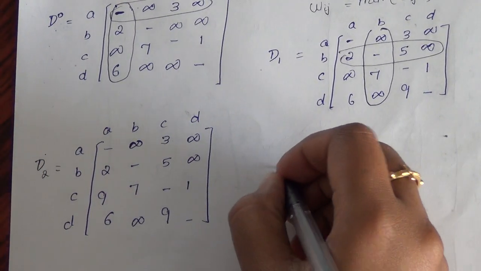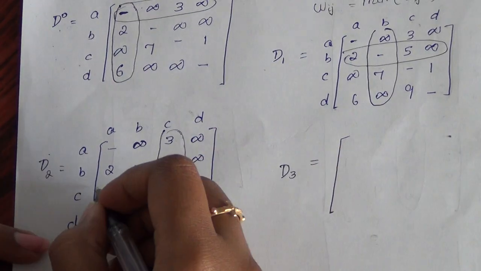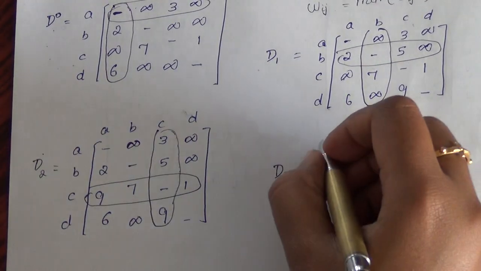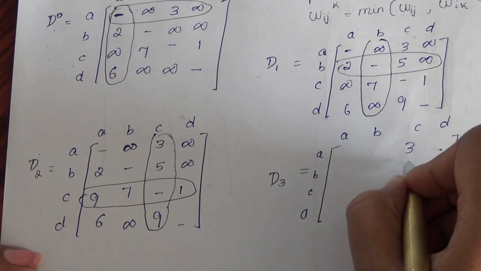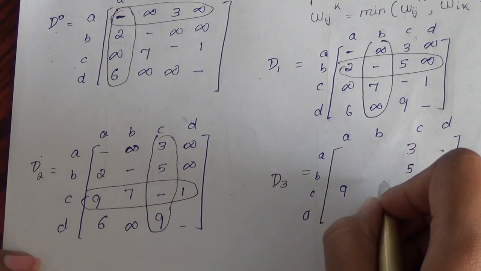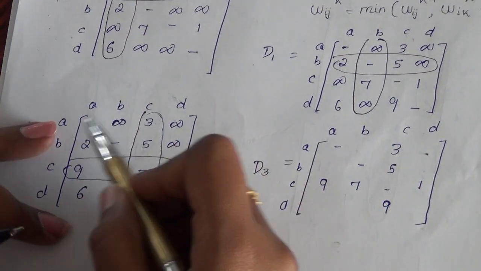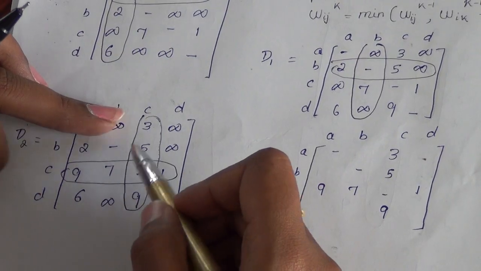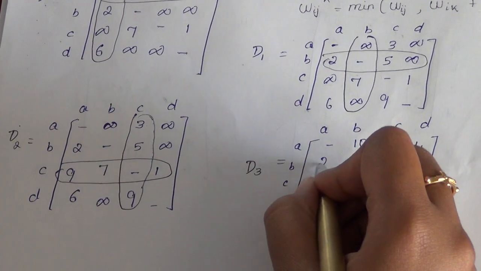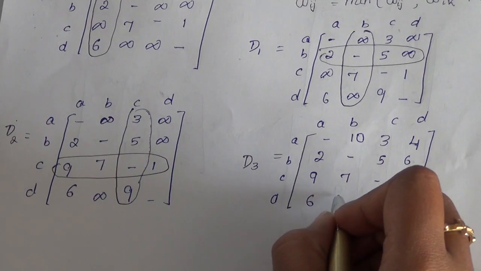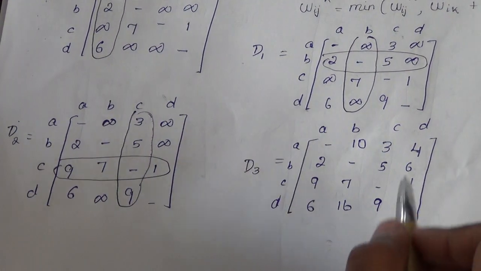For construction of the D3 matrix, I will be selecting the third row and the third column. We should write the third row and the third column as it is, and the hyphens also. Now the rest of the values are filled with the same formula. A to B is already there as infinity, but W_ik plus W_kj will be 7 plus 3, which is 10, a minimum value, so I am replacing it with 10. Then here it will be 4, 2, 6, 6, 16, and here it will be infinity, because D to D, when I and J are equal, it is hyphen.